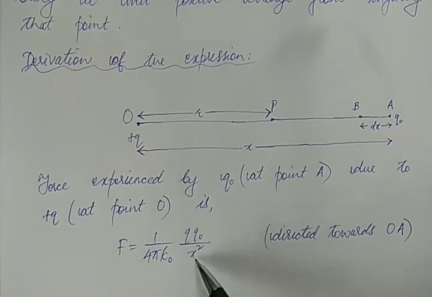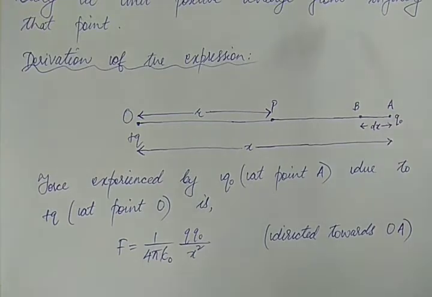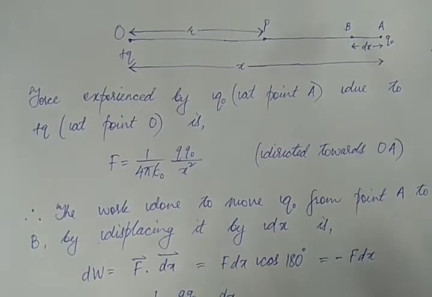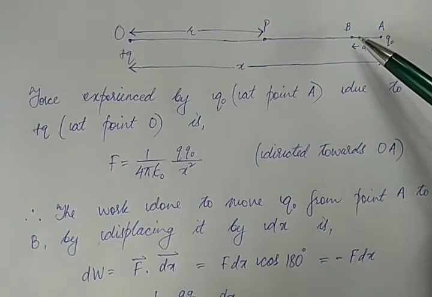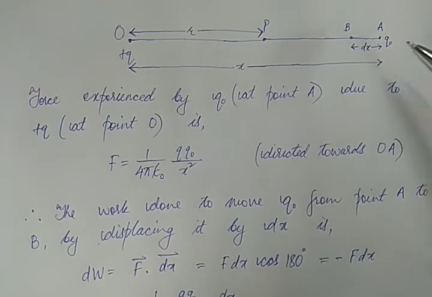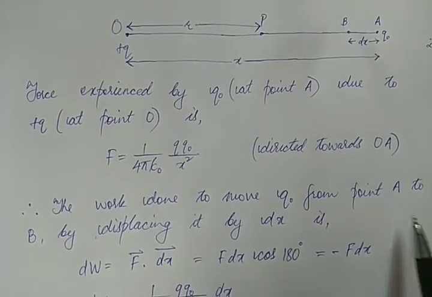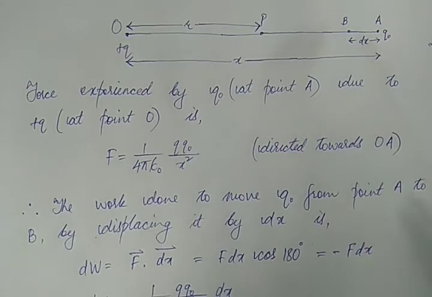Now, against this force of repulsion, we want to see what is the work done to move Q naught from point A to point B. In order to move Q naught from point A to point B, by displacing it by a small distance dx, we have to do a small amount of work, dW. So dW is the small amount of work that we have to do to displace Q naught from point A to point B against the force of repulsion, F.